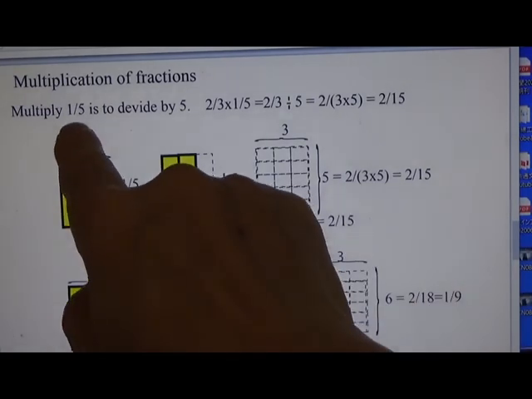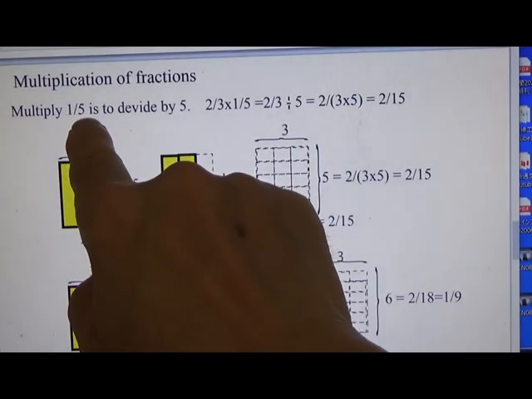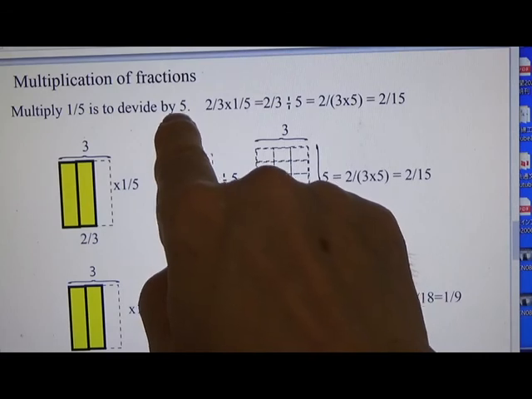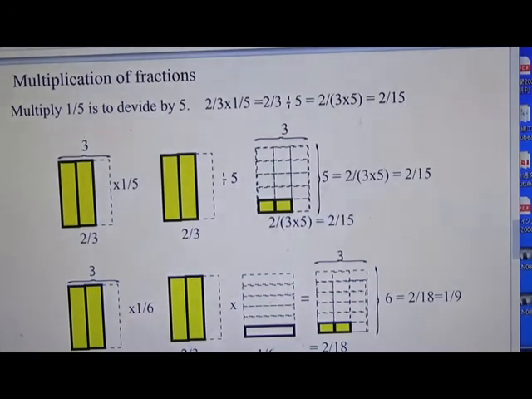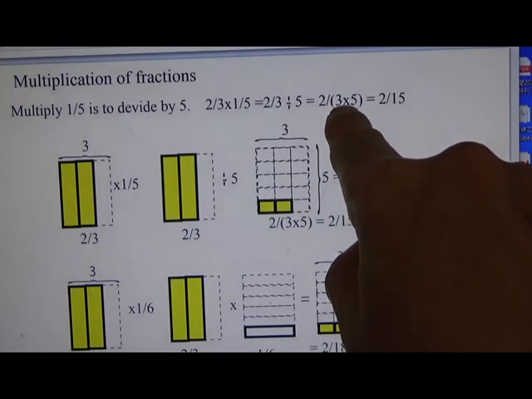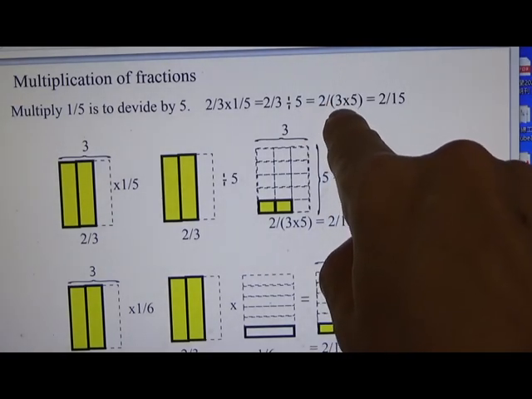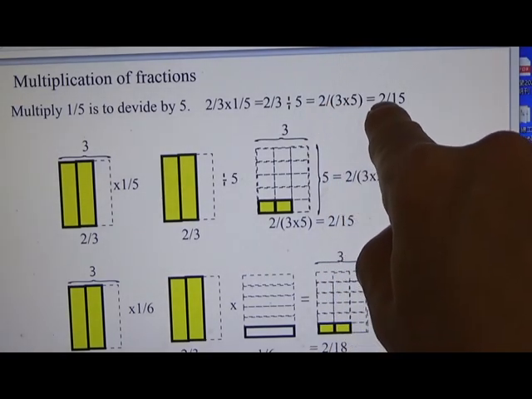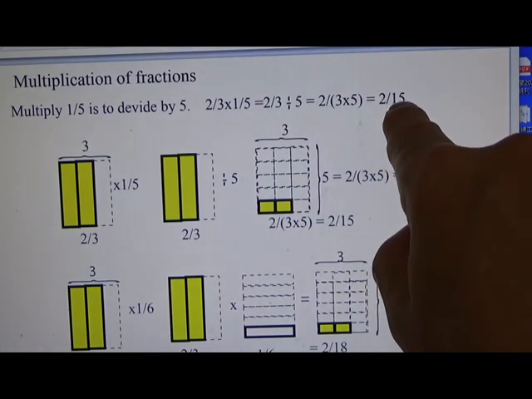Multiplying by 1/5 is dividing by 5. 2/3 multiplied by 1/5 is 2/3 divided by 5, which is 2 divided by 3 multiplied by 5. That is 2/15.